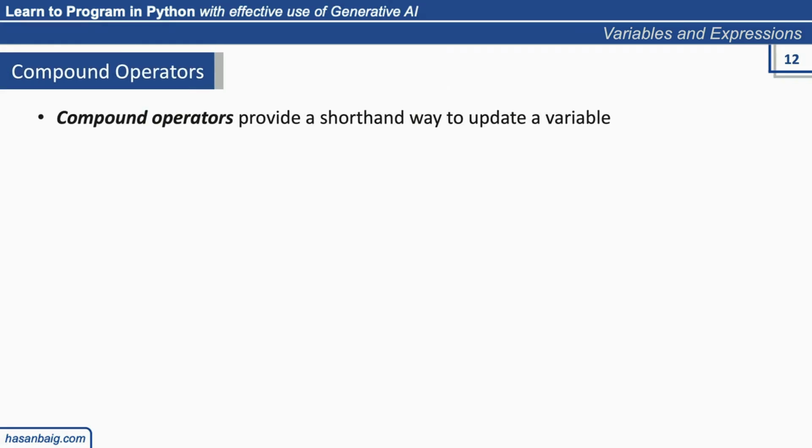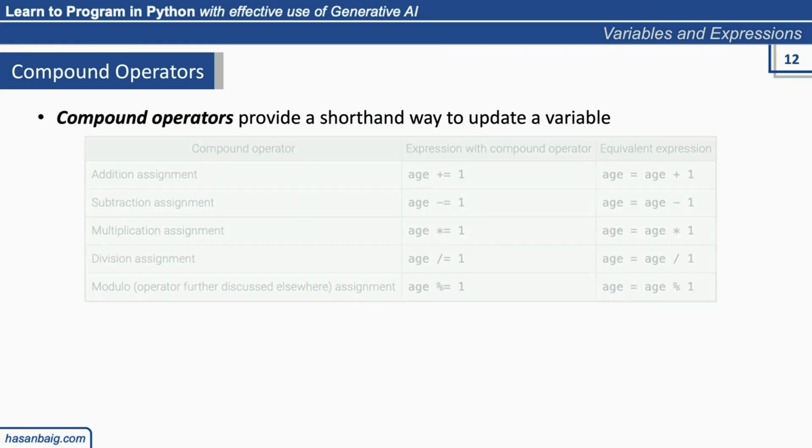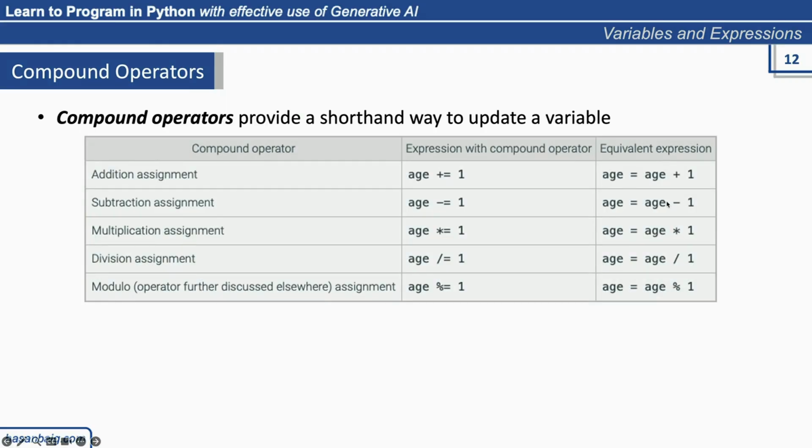Compound operators provide a shorthand way to update a variable. I talked about this last lecture. Age, for example, age equals age plus 1. You can simply write it like age plus equals 1. It is the same operation. And we frequently use these kinds of operations in looping, iteration.